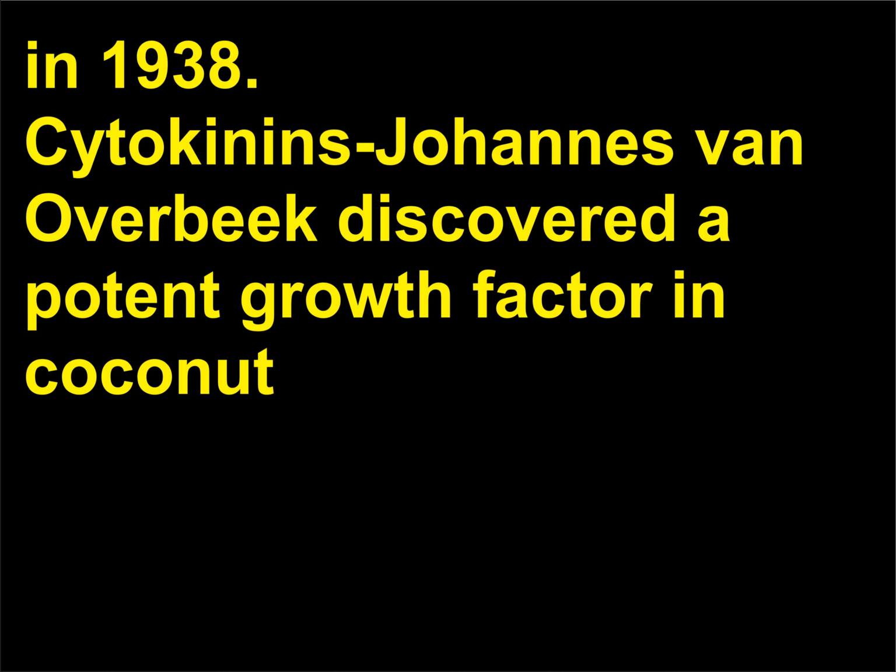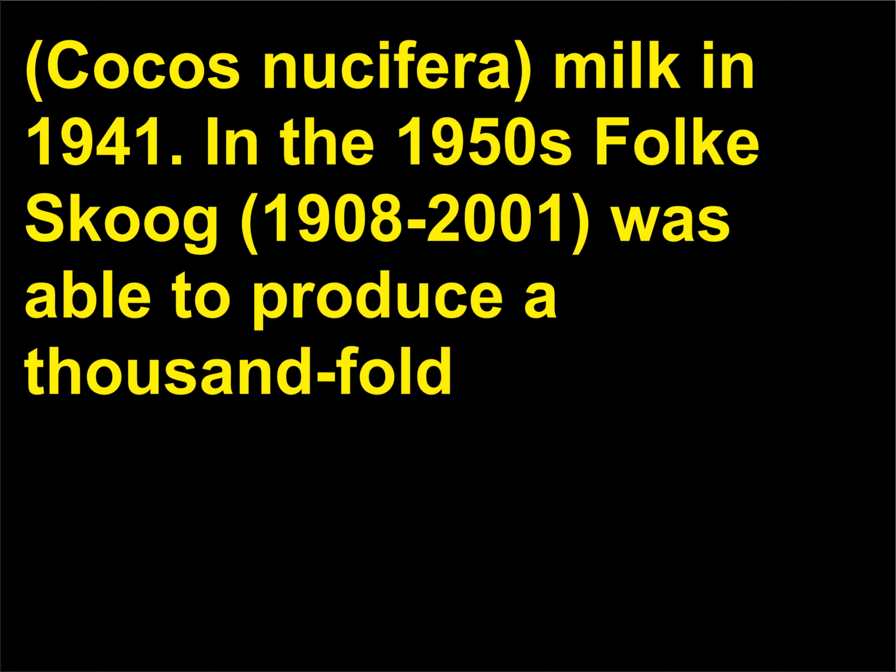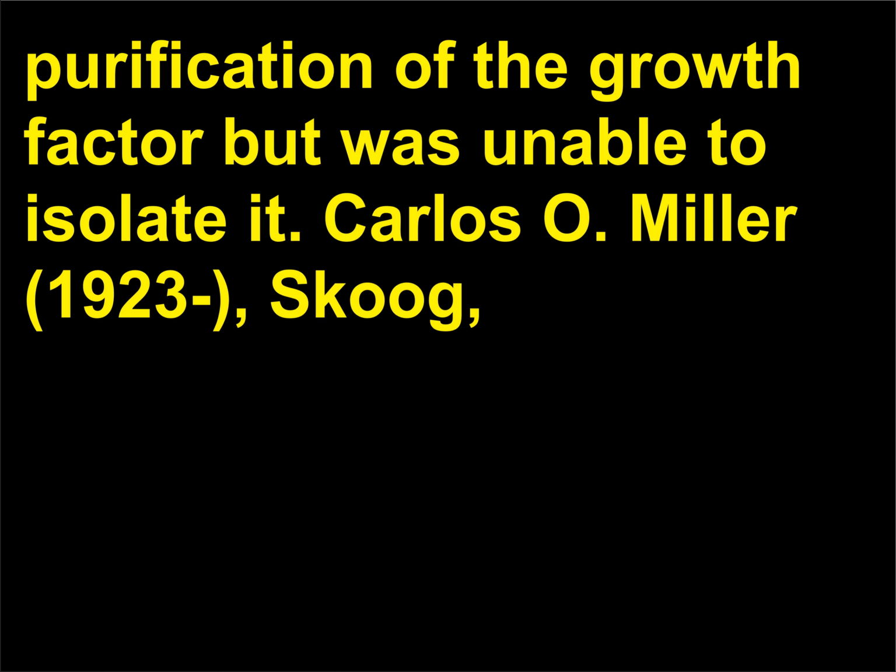Cytokinins. In 1941, Johannes van Overbeek discovered a potent growth factor in coconut, Cocos nucifera, milk. In the 1950s Folke Skoog, 1908 to 2001, was able to produce 1,000-fold purification of the growth factor but was unable to isolate it.